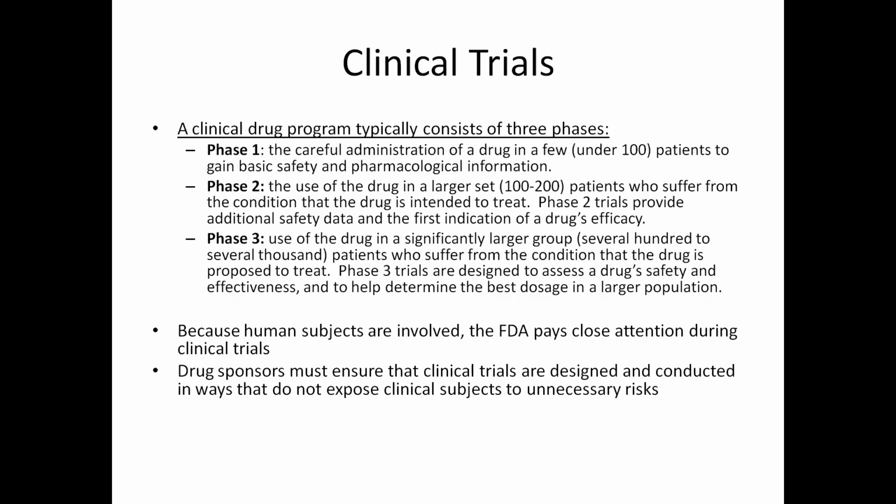The phased approach is used because even though the preclinical testing results provide initial indications of a drug's toxicity and pharmacology, the drug's potential effects in humans are still unknown. So each phase must be carefully designed to use and build upon information generated from previous phases. Because human subjects are involved, the FDA pays close attention during clinical trials. Drug sponsors must ensure that the clinical trials are designed and conducted in ways that do not expose clinical subjects to unnecessary risks.